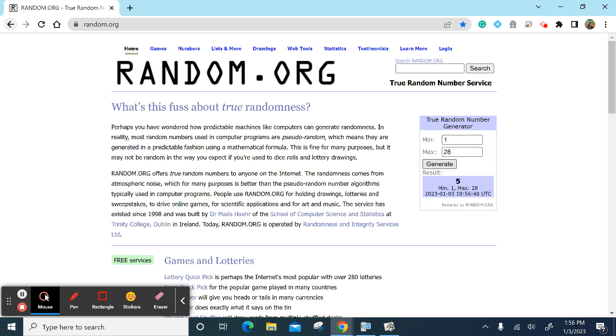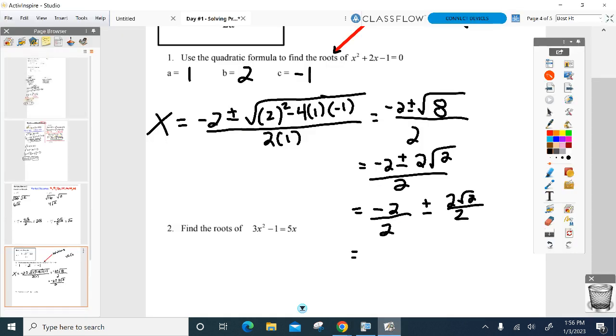Oh boy. Help me out. -2 over 2. Sorry, -1. You're fine. -1 plus or minus radical 2. That's it, right? The 2's cancel. Radical 2. That's your answer in simplest radical form.